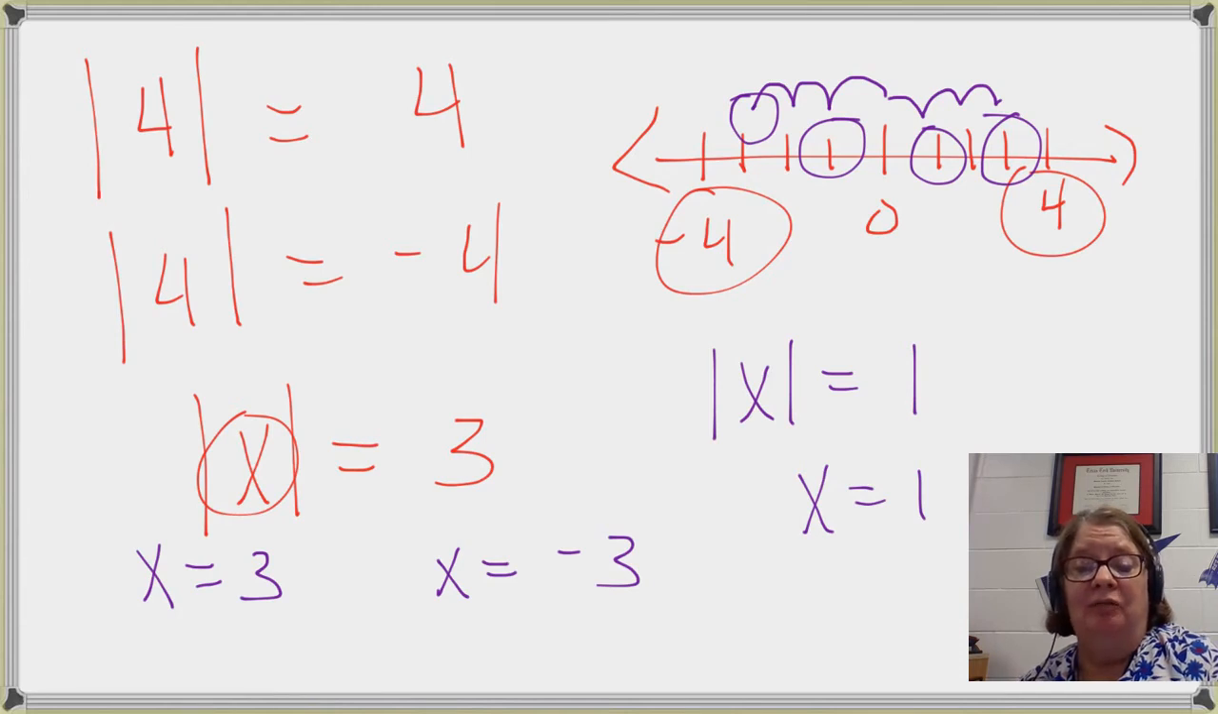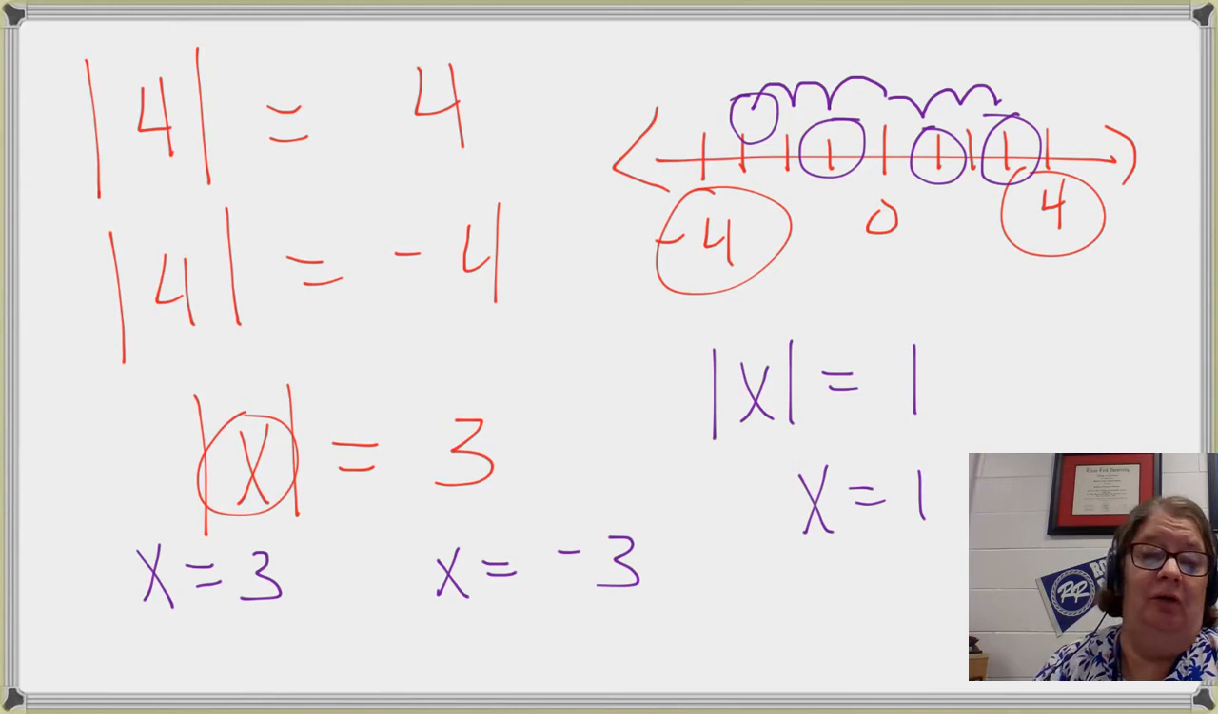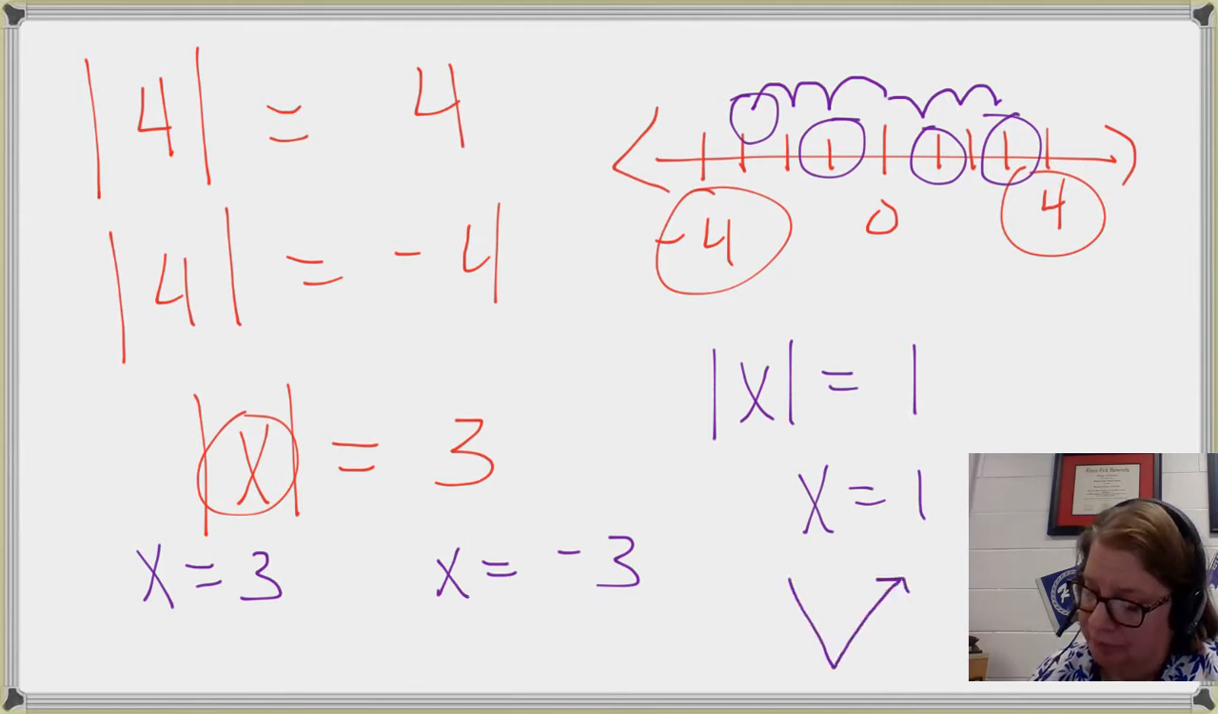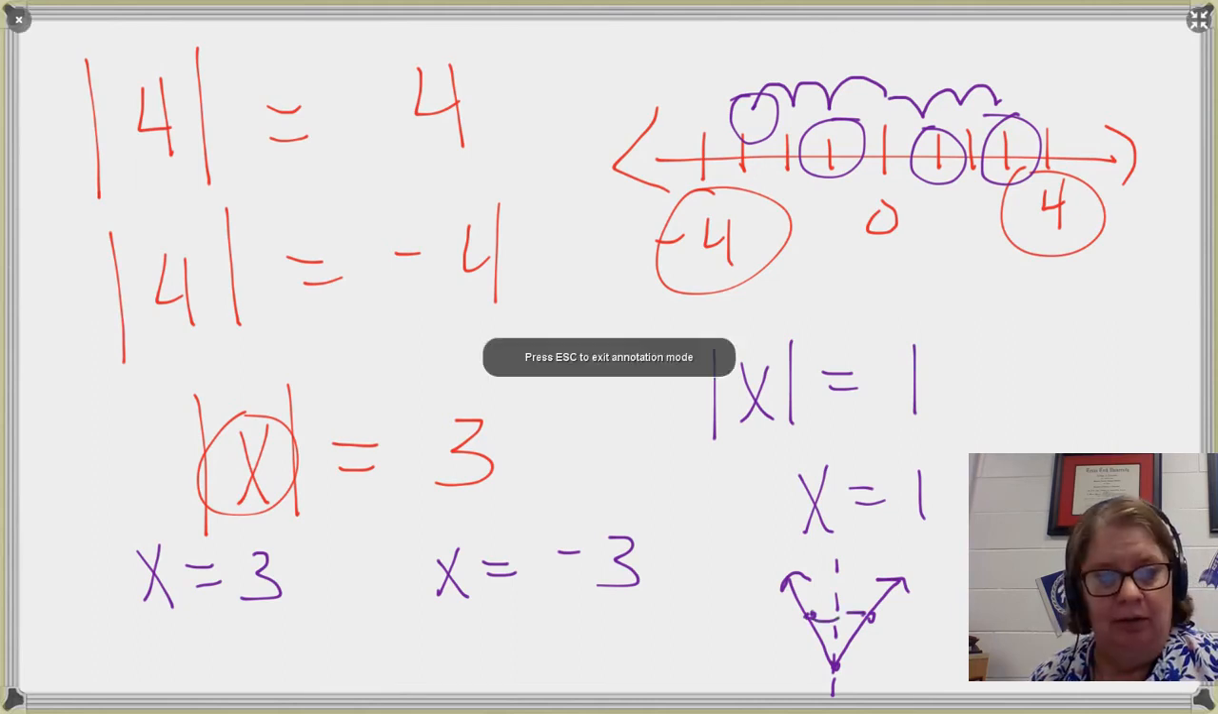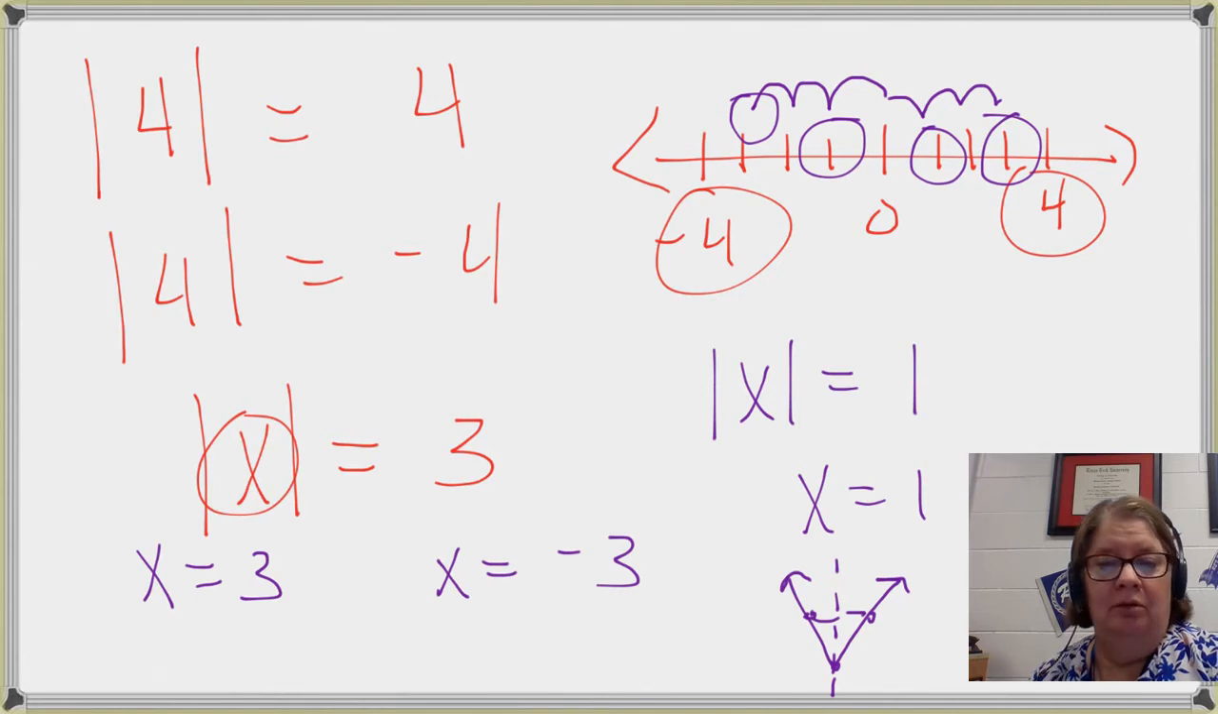Because of that absolute value, we're looking for how many numbers are 1 unit away from 0, or how many numbers are 3 units away from 0. And you have two choices. Think about your graph. If this is your axis of symmetry, so this is 0, this number and this number are both the same distance away, right? So that's absolute value.